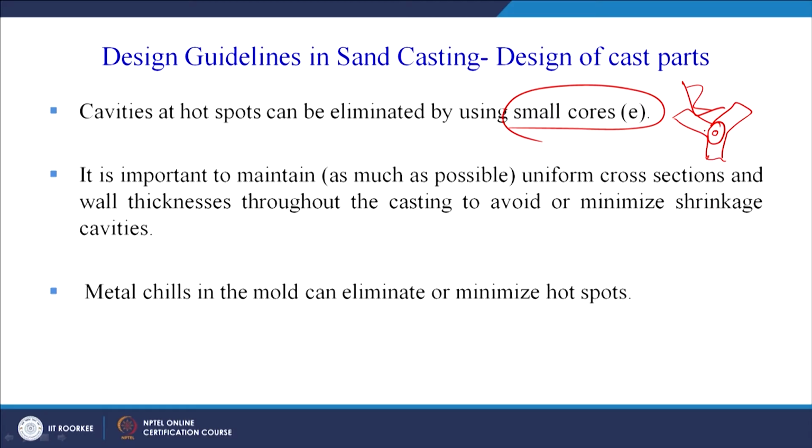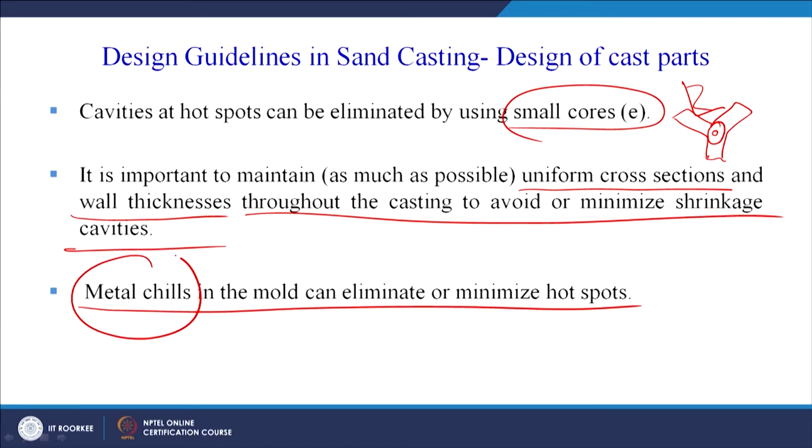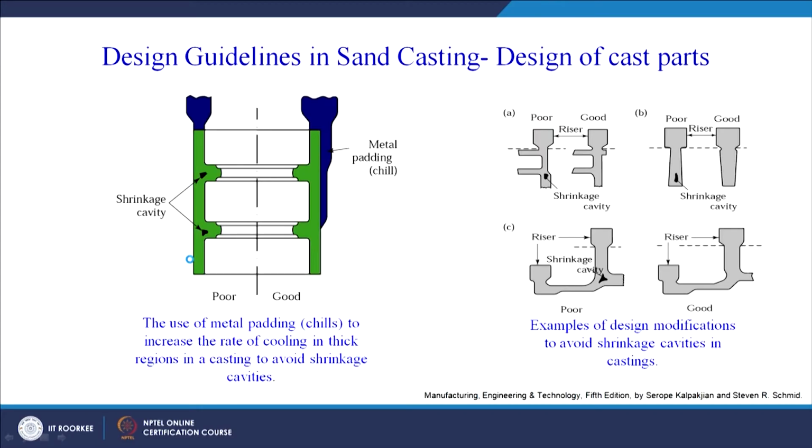It is important to maintain as much as possible, again this guideline is coming, uniform cross sections and wall thicknesses throughout the casting to avoid or minimize the shrinkage cavities. Metal chills in the mold can eliminate or minimize the hot spot. Now, what are these metal chills? We will see with the help of the diagram. Here we can see this is a metal chill.